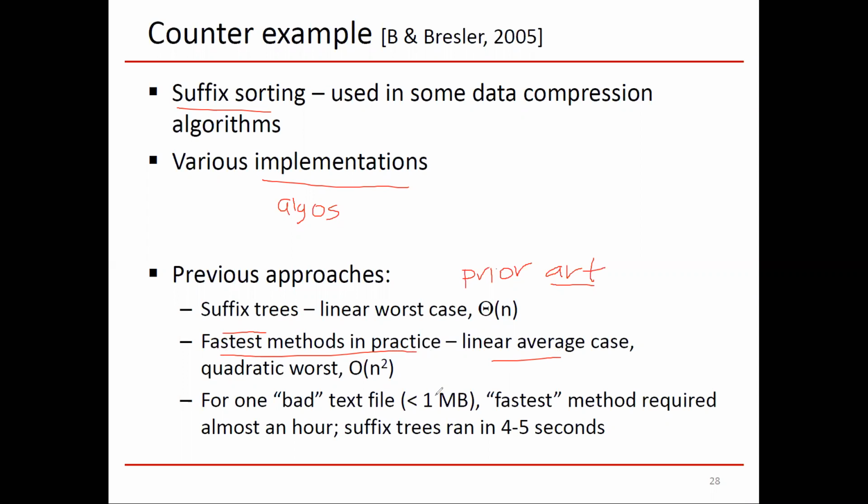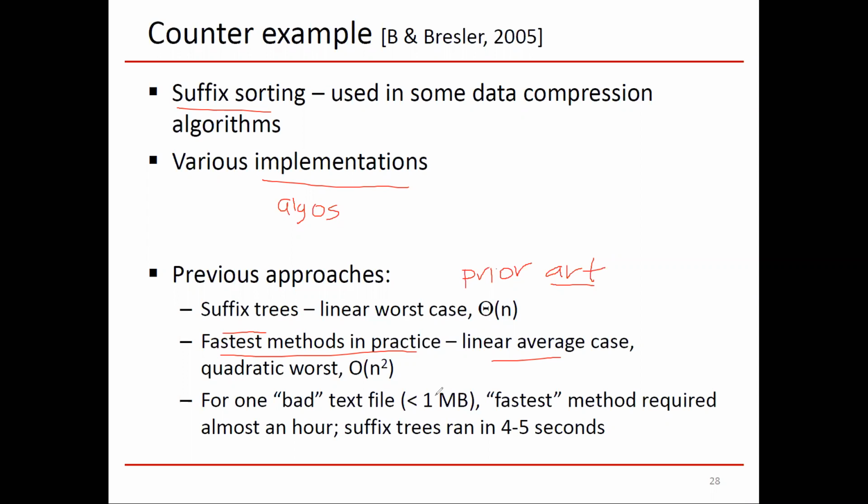And in fact, again, this was during my PhD, I had an example text file on which we ran the suffix sorting, and it wasn't too big. It was like 800 kilobytes. In the big picture of things, not a large file, definitely not in the big data era. And the fastest method required almost an hour.